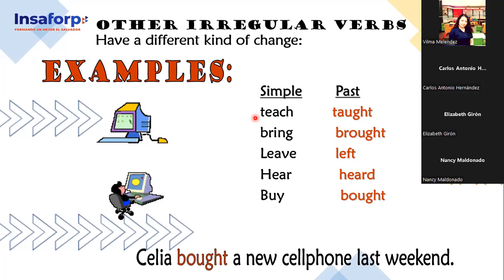So I would like to see if there's any volunteer. I won't say a name. I would like just to see if there's one volunteer. Me, teacher, one. Juan, go ahead, Juan. Teach, taught. Bring, brought. Go, went. Leave, left. Hear, heard. Buy, bought. Thank you very much.